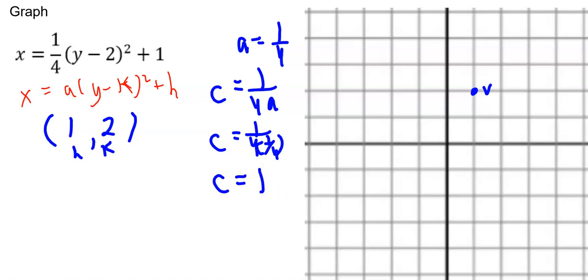So in this case, it's opening either right or left. A is positive, so it's going to open to the right. So I think my focus should be right here. We'll double check it in a minute. I think my directrix should be right here with the equation x equals 0. And the focal diameter would be 4 times 1, or 4, so I'm going to go up 2 in each direction from the focus to down from the focus, and then draw my parabola.